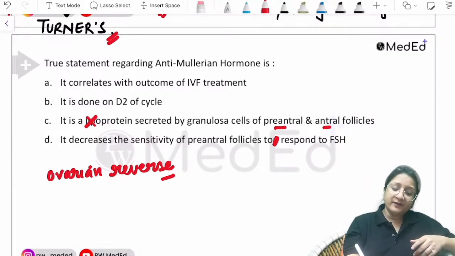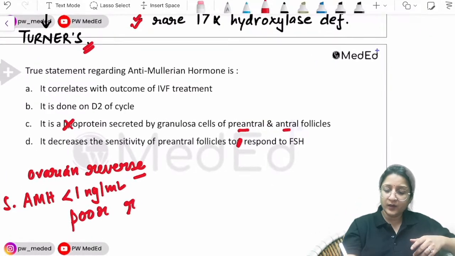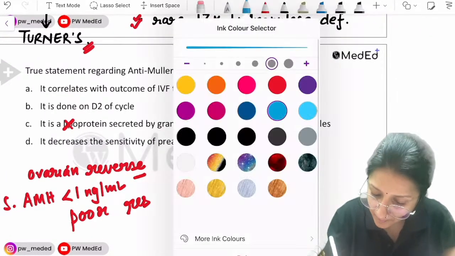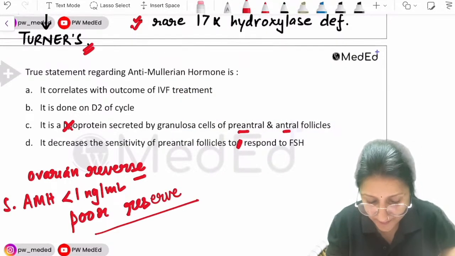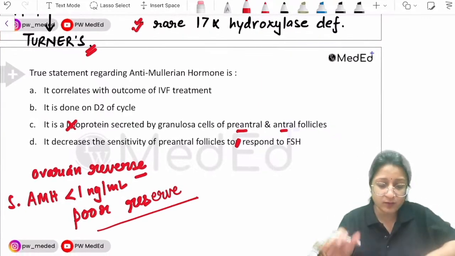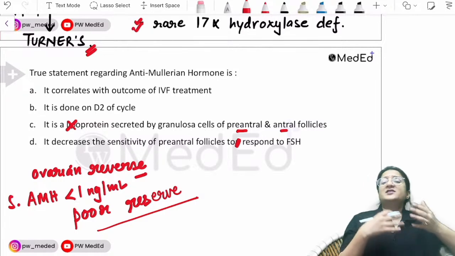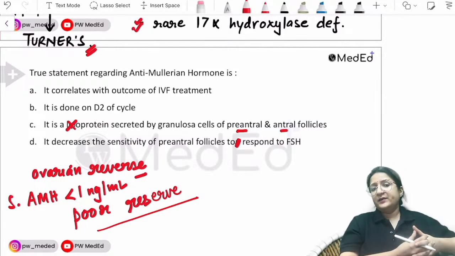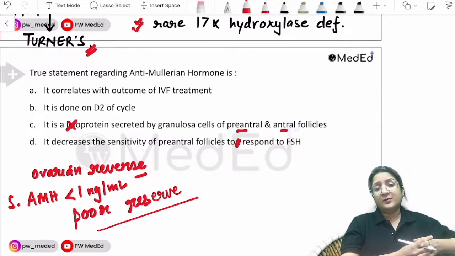So basically, when we have serum AMH values less than 1 nanogram per ml, we call it poor reserve. Okay, that's correct. That simply means, if the reserve is so poor, does that mean that she cannot be given IVF treatment? No. And it does not even correlate with the outcome of IVF treatment.